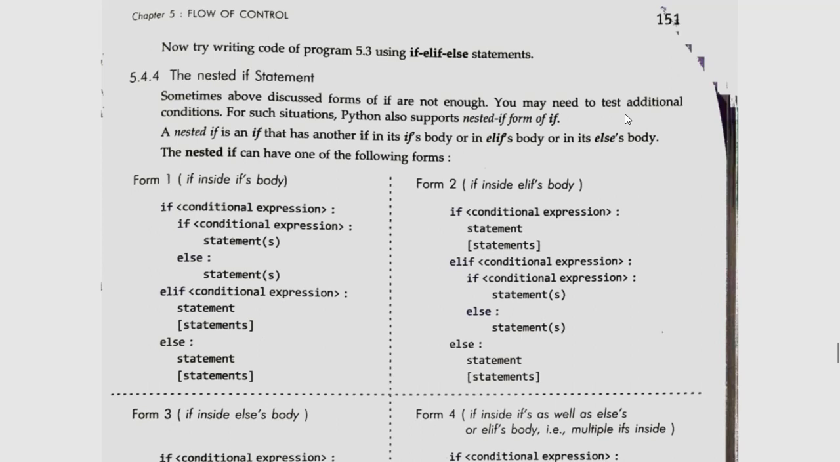A nested if is an if that has another if in its body. That means whatever you are using inside the if body already contains another if statement, so that is nesting. The if body is followed by another if body. The nested if can have one of the following forms. The first form is if inside if's body.